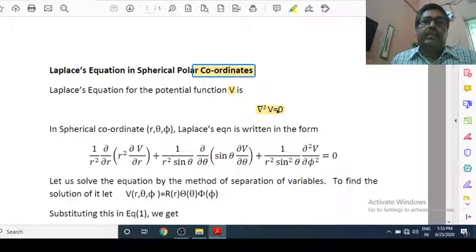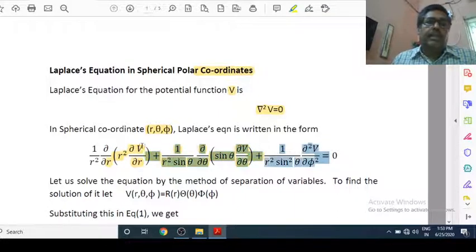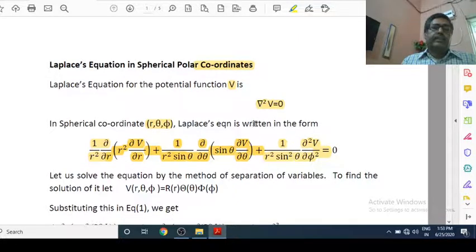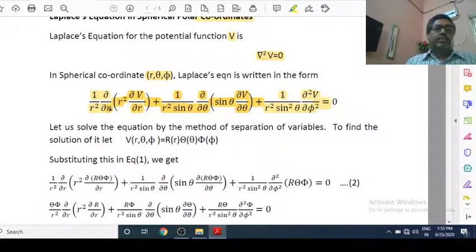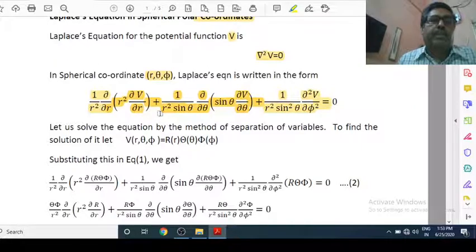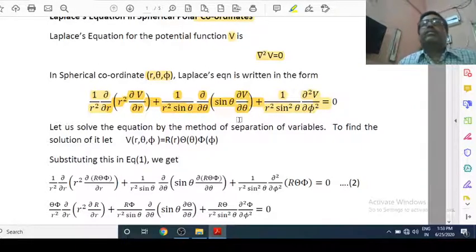But this equation can be written in spherical polar coordinates as here. This is Laplace's equation in spherical polar coordinates. Okay. 1 by r squared del by del r of r squared del V by del r, plus this part. Now we solve this.